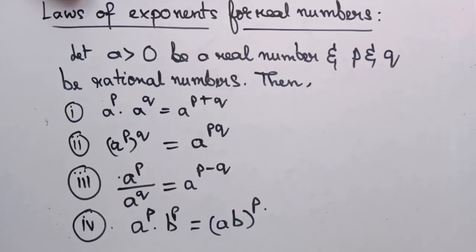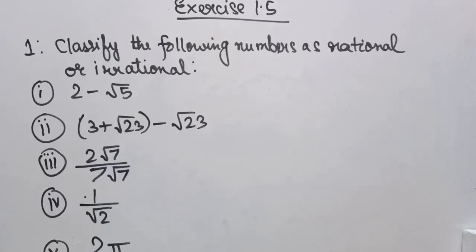Roman number 4, a to the power p multiplied by b to the power p equal to ab to the power p. We'll try to understand these laws of exponents as we solve some of the questions from exercise 1.6. Now let us try to solve some of the questions from exercise 1.5.